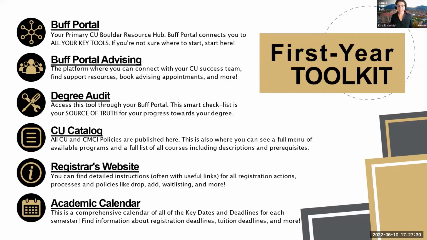The next resource that I've shared with you here is the CU Boulder catalog. All CU and CMCI policies are published in the catalog, and this is also where you can go to see a full menu of available programs, as well as a full list of all of the classes and course descriptions offered by each department. You may find this really useful if you're looking for an alternative major, or if you've already started thinking about what you might want to do for your required secondary area of study in CMCI.